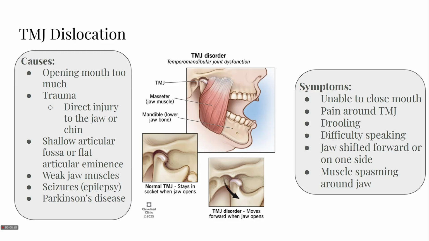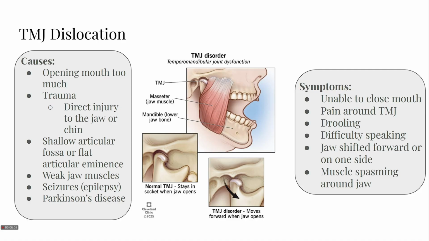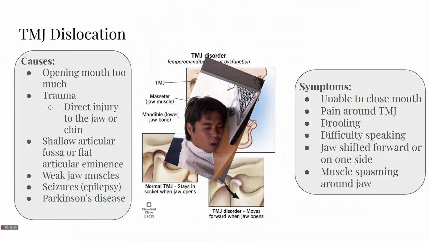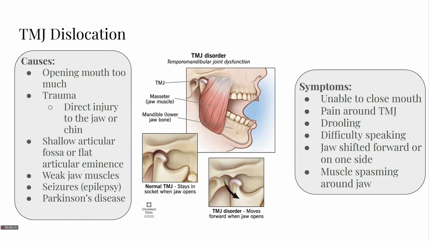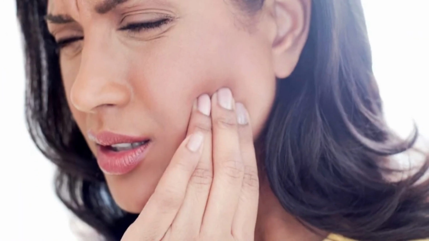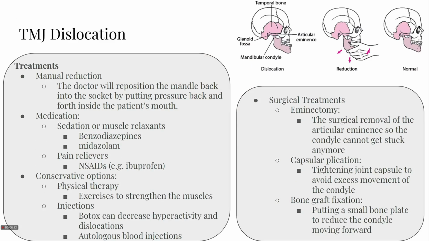Some common causes of the TMJ dislocation may be when someone opens their mouth too wide, injuries or trauma to the chin or jaw, having a shallow or flat joint surface, weak jaw muscles, or even neurological conditions like seizures or Parkinson's disease. And some symptoms may include having trouble closing the mouth or pain around the TMJ area, drooling or slurred speech, and the jaw appears to be pushed forward or to one side, and muscle spasming around the jaw may also occur.